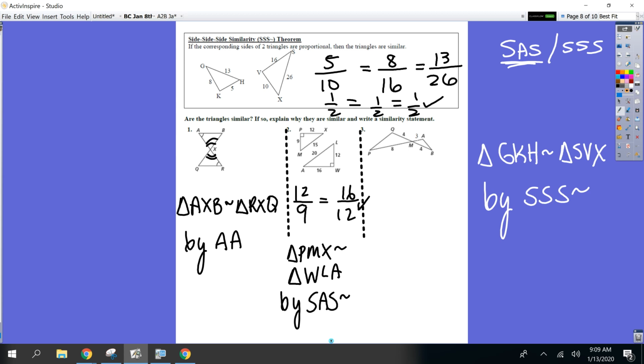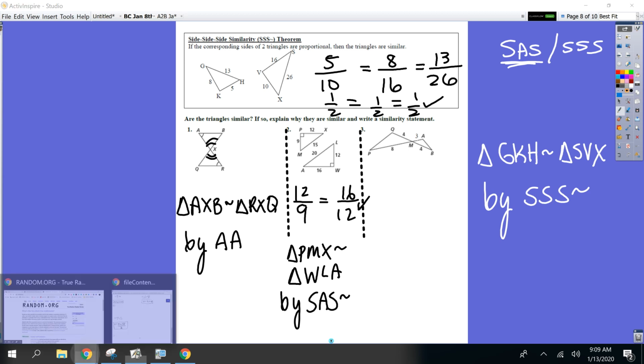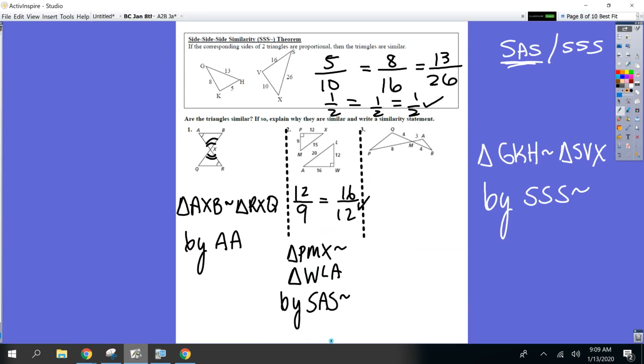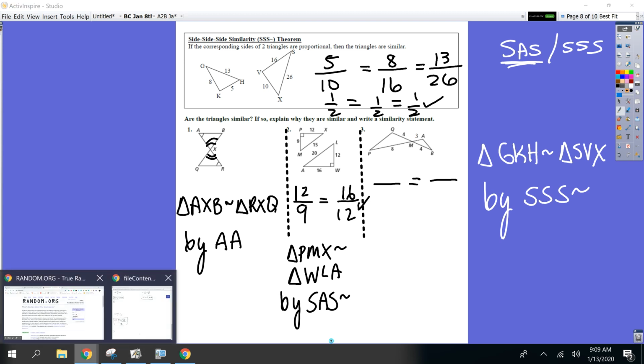How are we feeling here? Good? And then how about number 3? What's the only method it could possibly be? There's only one method it could possibly be. What's the only method? It could only be side angle side because I have the vertical angles. All right, so let's test the sides around. Could somebody come up with 2 ratios for me to see if they're equal?